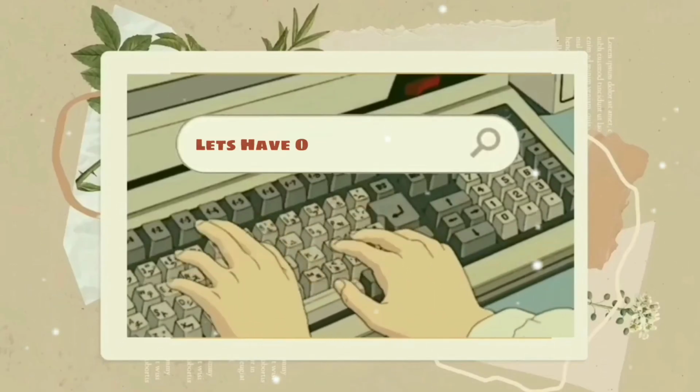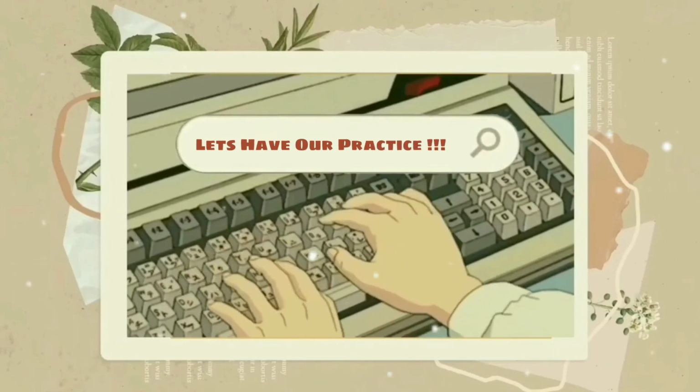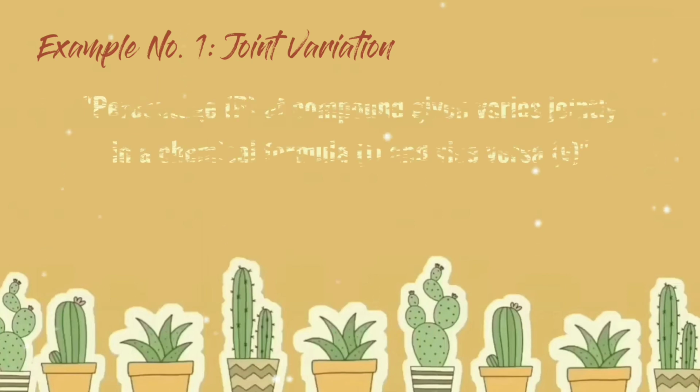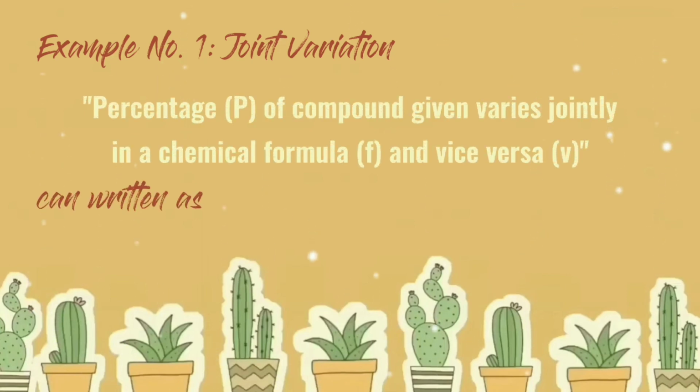Let's have our practice. Example number 1, joint variation. Percentage of compound given varies jointly in a chemical formula and vice versa. P represents percentage, F represents the formula, and B for vice versa. Can be written as P equals kFB.